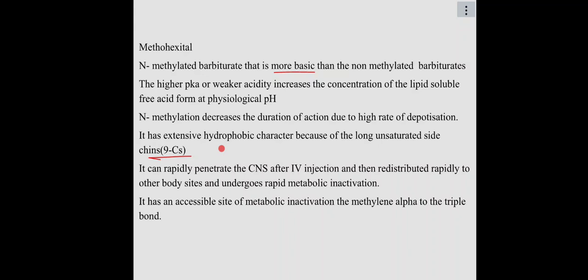So it has high hydrophobic character because it has, of course, 9 carbon atoms. It has also the N-methyl group, all that increasing its lipid solubility and its ability to penetrate both the lipid barriers within the periphery and the BBB to get into the brain, but also increasing the redistribution. It can rapidly penetrate the CNS after IV injection and then is redistributed rapidly to other body sites and undergoes rapid metabolic inactivation. Why rapid metabolic inactivation? Because of the unsaturation.